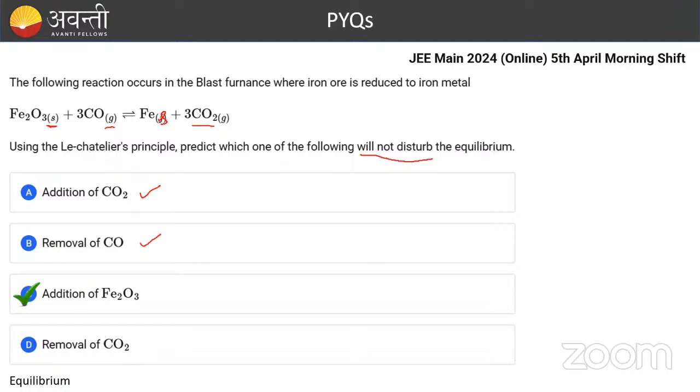And the removal of carbon dioxide will disturb the equilibrium because carbon dioxide is a product, right? If I remove the product, the equilibrium will shift towards the right side to keep them in equilibrium. So it will also disturb the equilibrium. Only the third option will not disturb the equilibrium. The answer is because it is a solid. Fe2O3 is a solid.